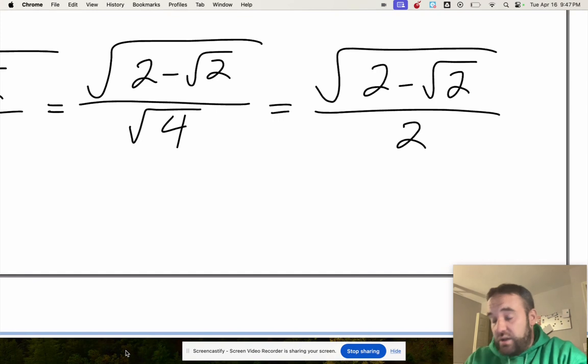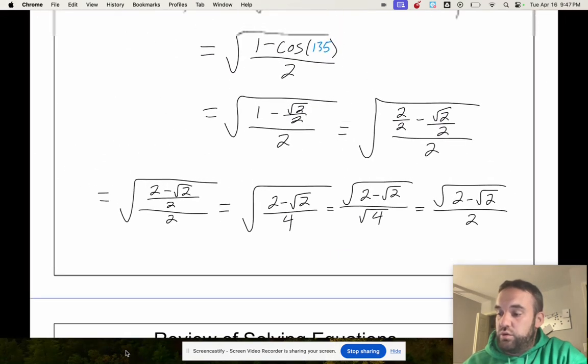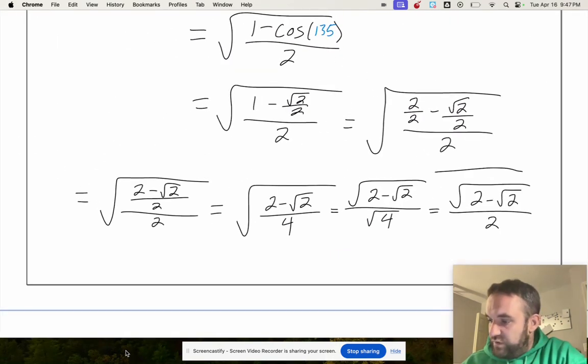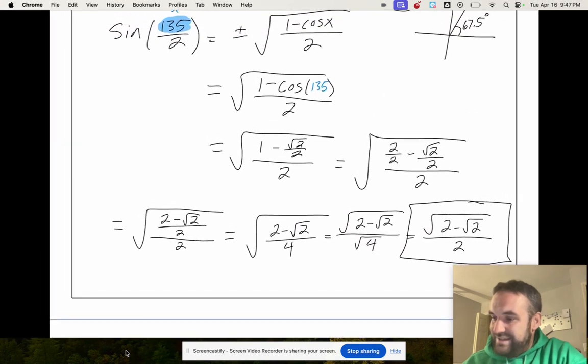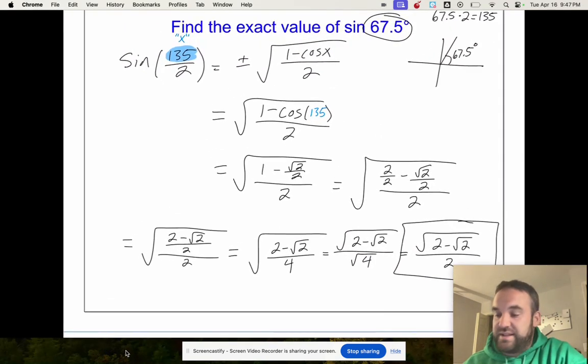the square root of 2 minus root 2. So I have what's called a nested square root, a square root within a square root. And then I also have a denominator of 2. If I'm going to write it like this, I need to make sure that this square root symbol does not extend into the denominator, because the denominator is no longer a square root. It is equal to just the integer positive 2. So that is the exact value of sine 67.5.